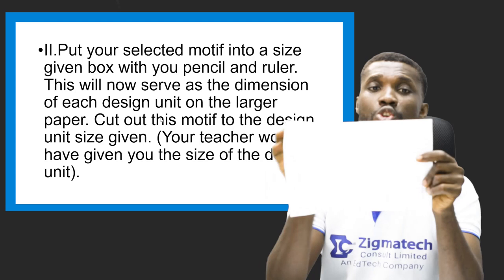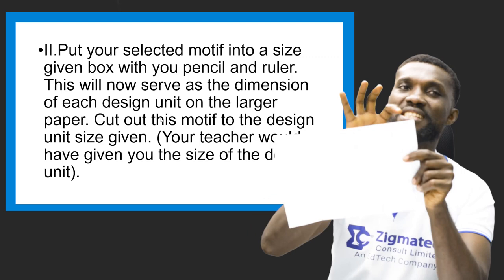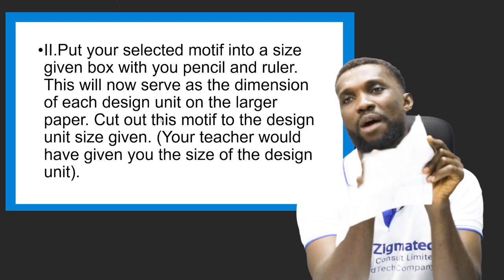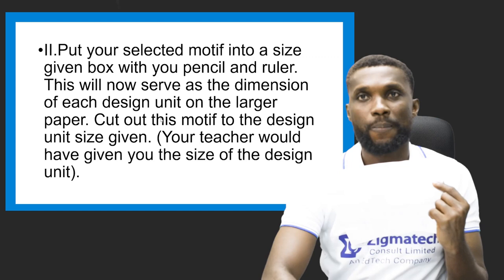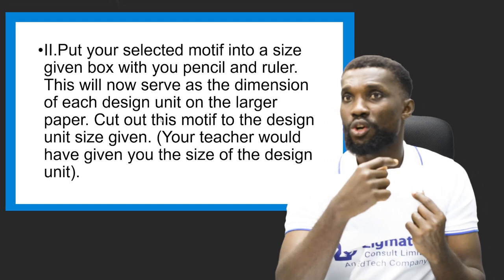So you measure the edges. When you measure them, then you use this measurement. Now to draw your design inside this measurement, make sure it will not go outside of this. Measure from here to here, from here to here. Then when you measure it, you mark it out on another plain sheet. Then you draw your design inside this box. That's the dog. You draw it inside this box.